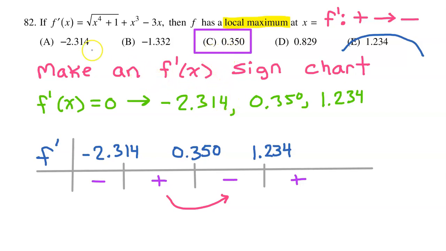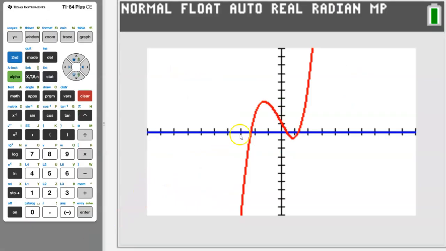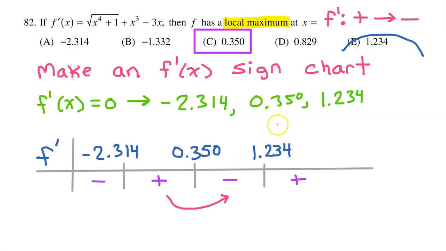However, let me point out that we did not have to make this whole sign chart. I did all of this really for instructional purposes, but on the actual AP exam, you would just say to yourself, okay, I want a local maximum, so that means I need to see where the graph of f prime changes from positive to negative. So you would graph f prime, but simply look at the graph and watch for where it goes from positive to negative. So where does it go from above to below the x-axis? That happens only right here. So go ahead and find the location of only this x-intercept, which turns out to be 0.350.